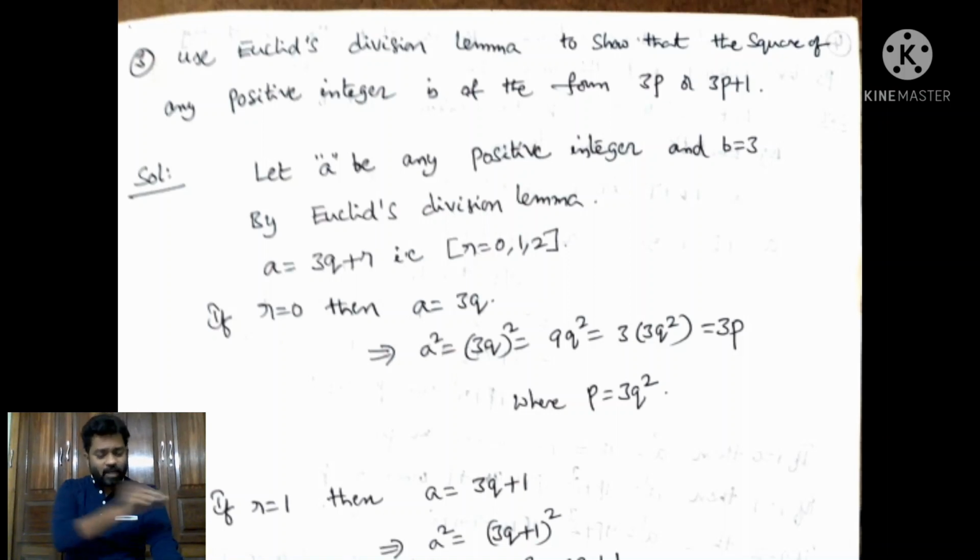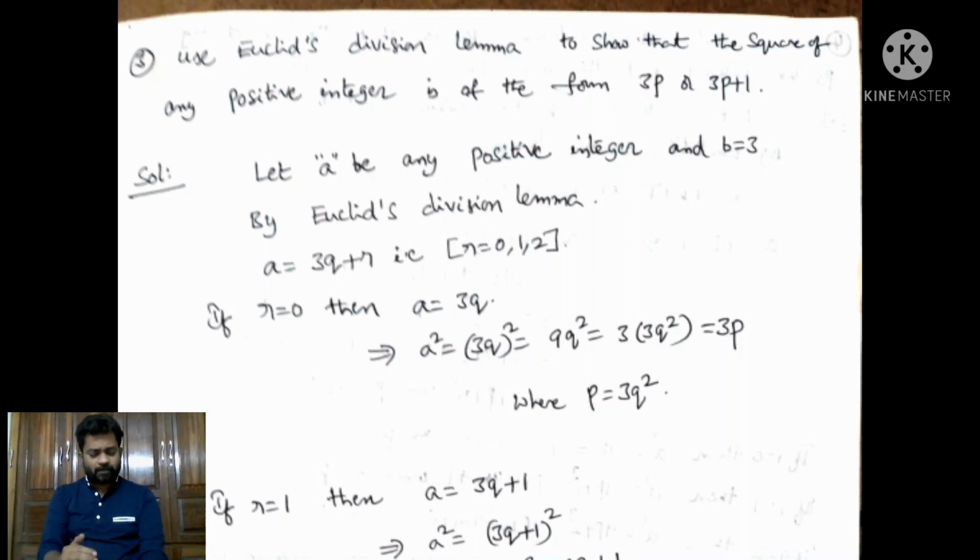If r equal to 0, then a is equal to 3q plus 0. That means 3q. Squaring on both sides, a square equal to 3q whole square. 3q whole square means 9q square. 9q square is written as 3 into 3q square. That equal to 3p, where p equal to 3q square.